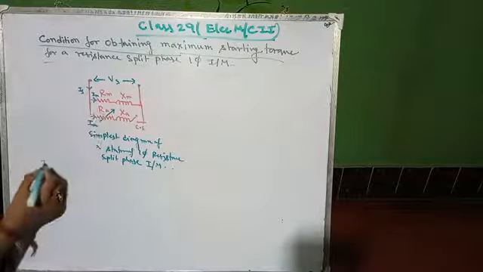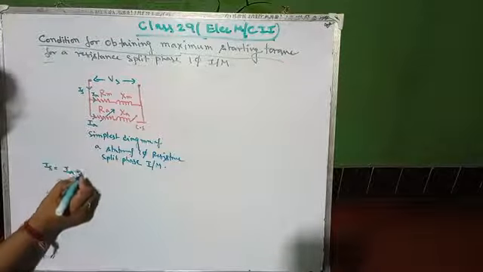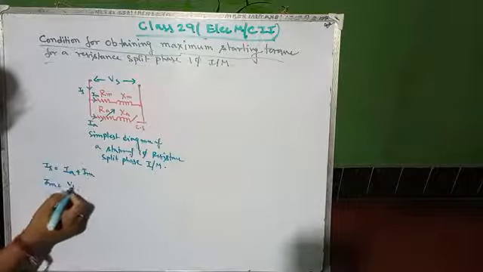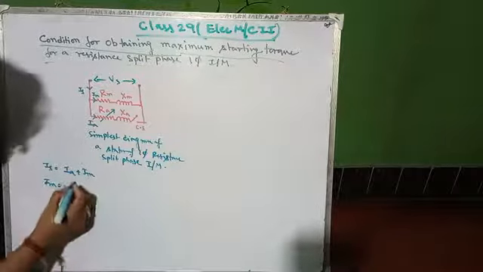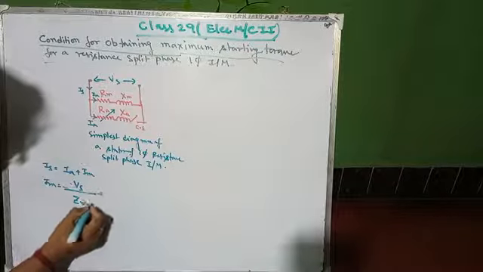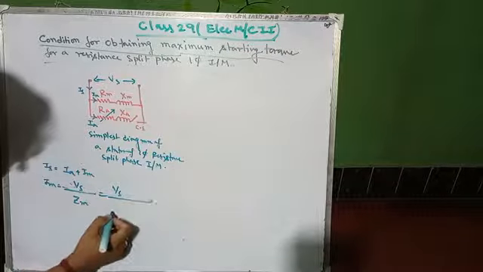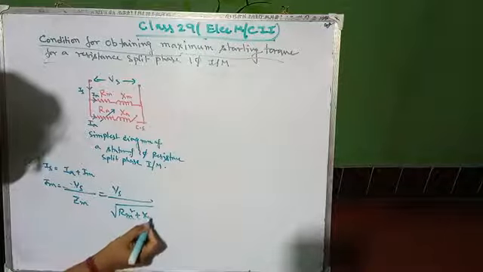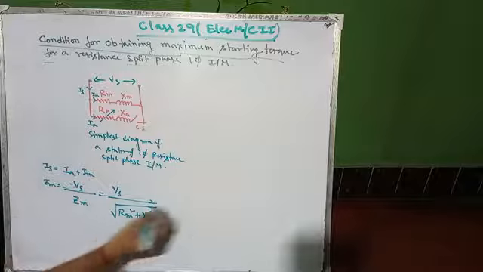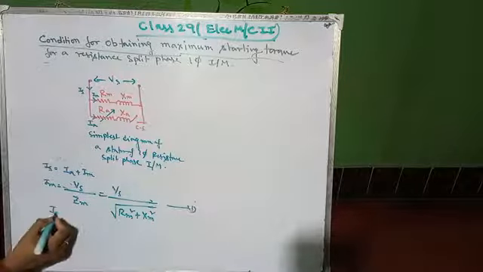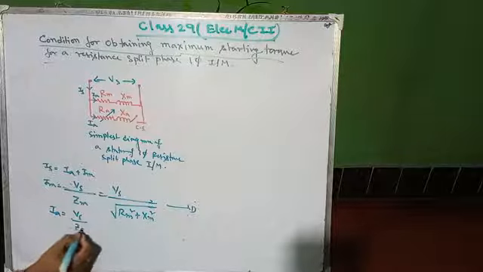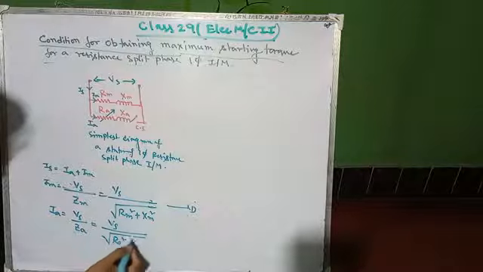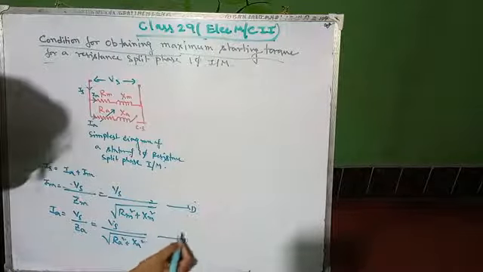The supply current IS equals IA plus IM. And IM equals VS by ZM, where ZM is the impedance of the main winding, root over of RM square plus XM square. So this is your IM. Make it equation number 1. Similarly, IA equals VS by ZA, that is VS by root over of RA square plus XA square. Make it equation number 2.